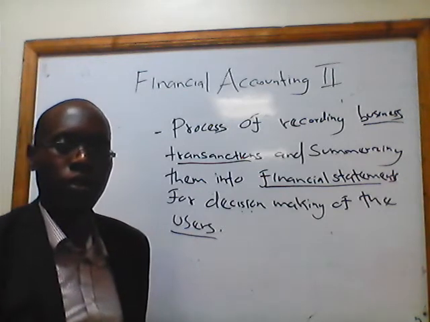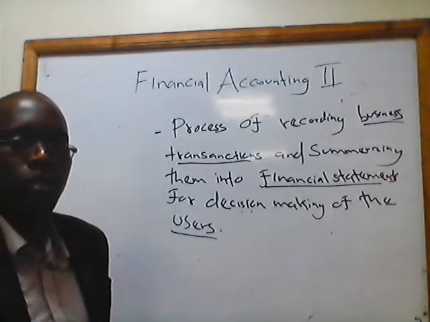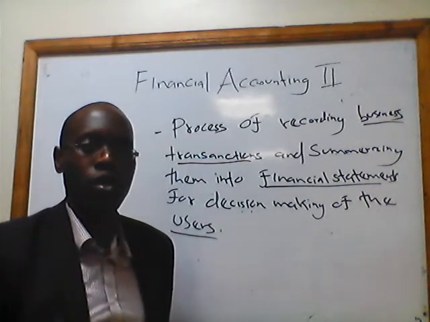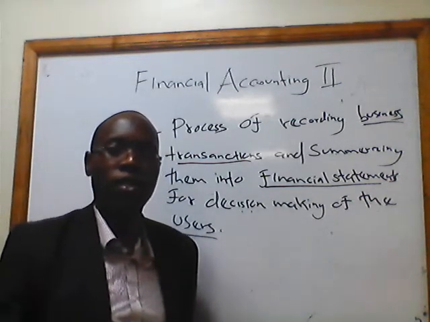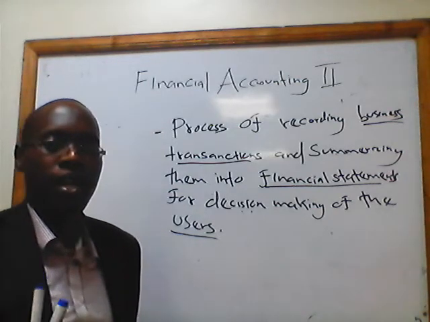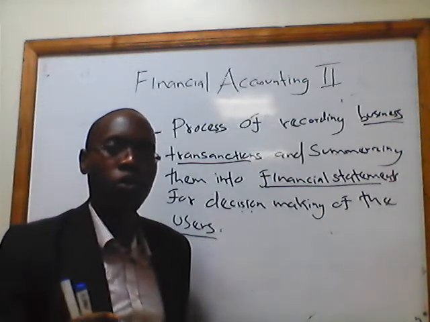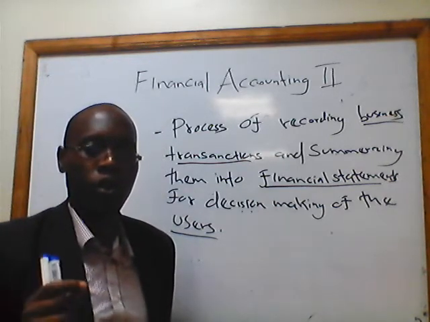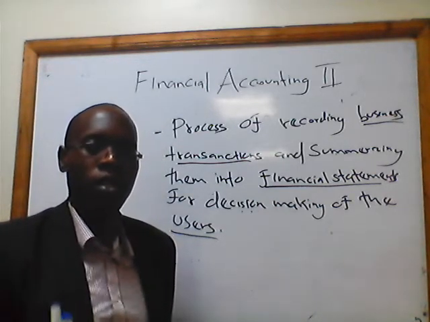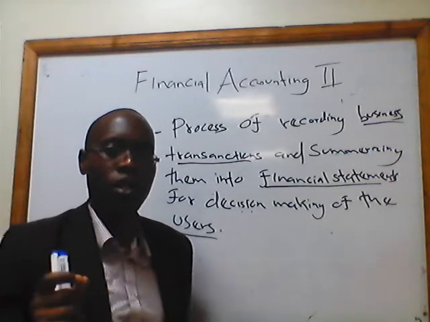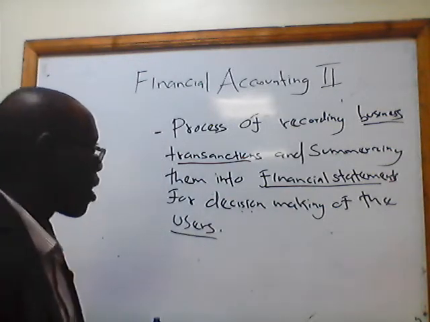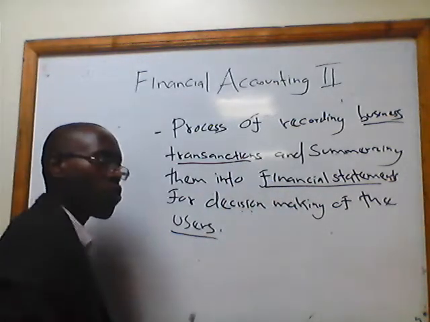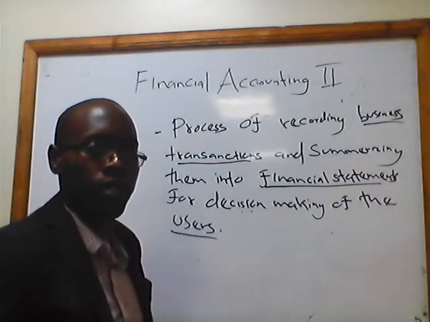A cash transaction is when you purchase goods on a cash basis, and a credit transaction is when you defer the payment. You are going to pay at a later date. So those are the two business transactions that we are going to record in the books of account: the cash transactions and also the credit transactions. And then we go ahead and say I'm summarizing them into financial statements. So what are these financial statements?